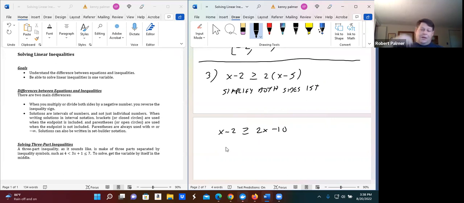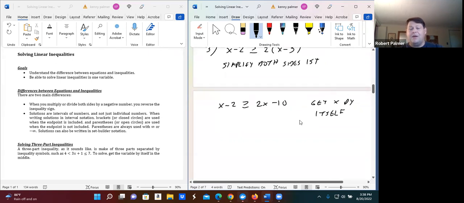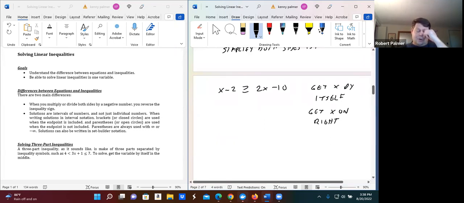Now, let's say I want to get the x by itself. Once again, this is a choice: I'm going to choose to get the x on the right side. It's a good idea, after we do this one, to try this on your own, get the x on the other side and make sure you get the same result.